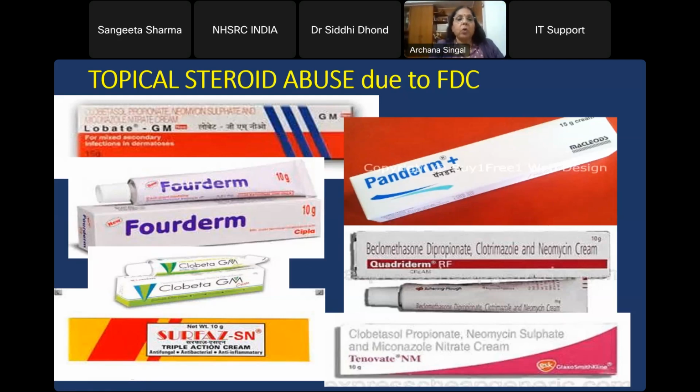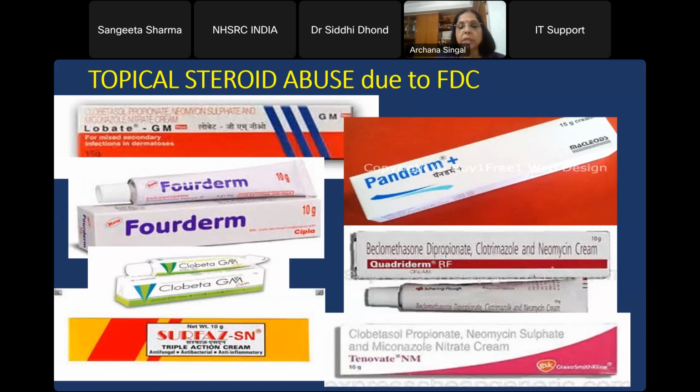So these are the most irrational fixed drug combinations of Fordum with potent topical steroid, and this is causing the epidemic of superficial fungal infections, not only in India, but all over abroad also. And India is the only country in the world making this Fordum, Tetradum, Pentadum, all rubbish, Quadridum. So it is not required. If it is fungal infection, give antifungal. If it is steroid responsive dermatitis, give only steroid. Why do you want to club it?